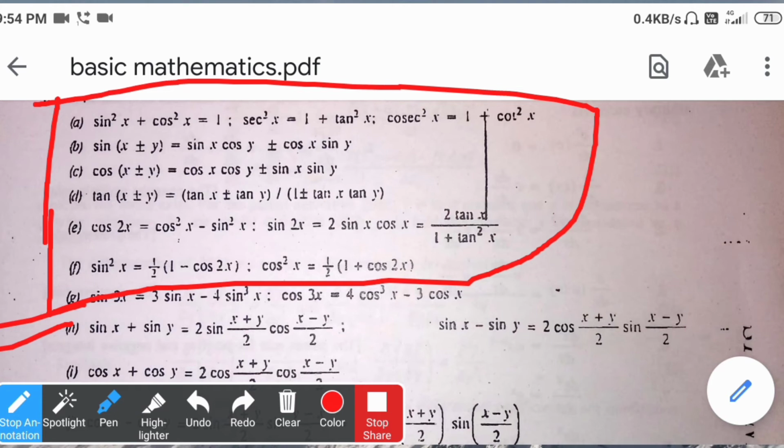And if you want to solve problems faster, then you should practice these formulas as much as possible, because only then will they be remembered, okay?